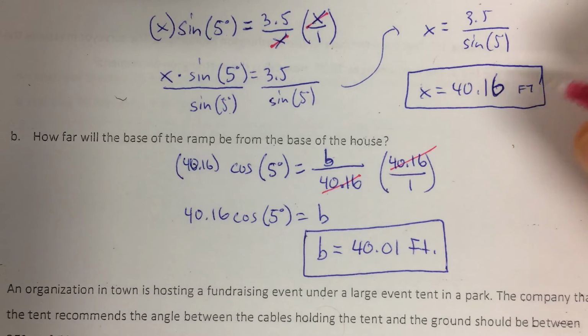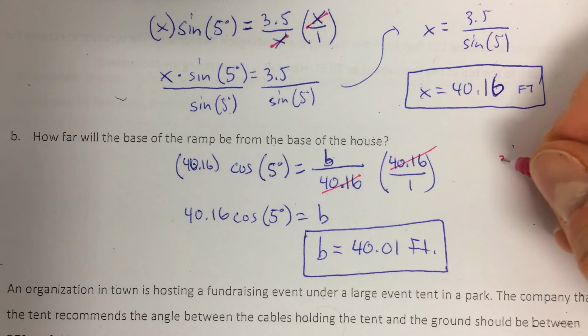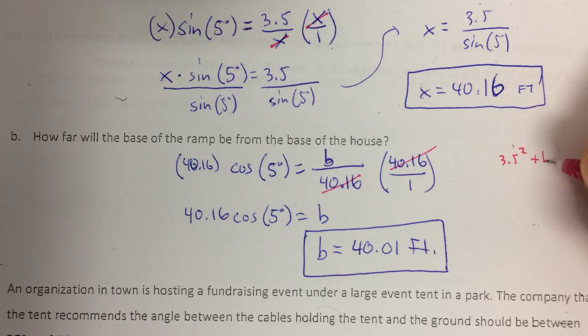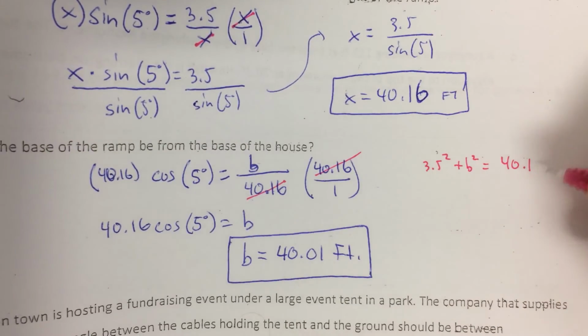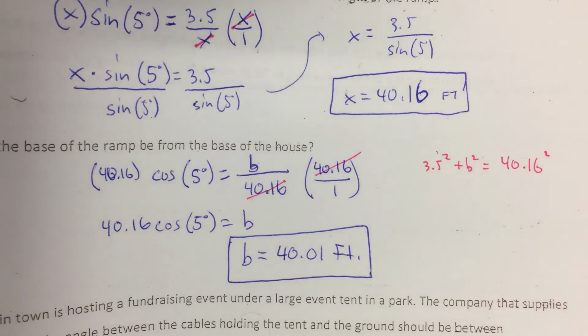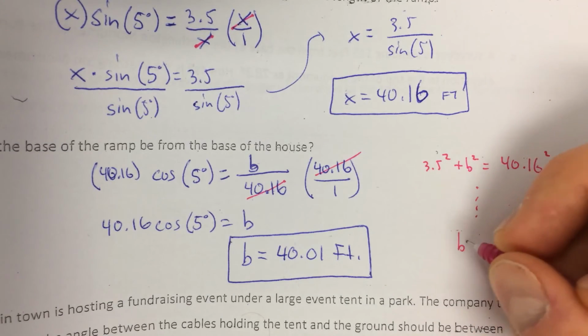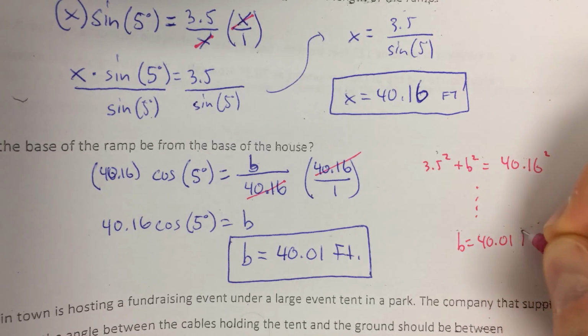So that's our solution. We could have also done a squared plus b squared equals c squared: 3.5 squared plus b squared equals 40.16 squared. You could solve that, and you would get the same thing.